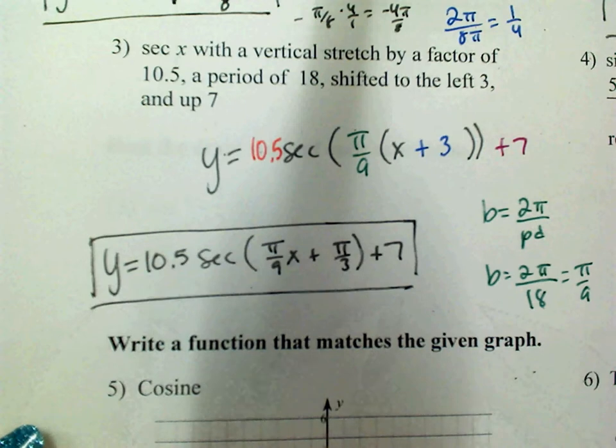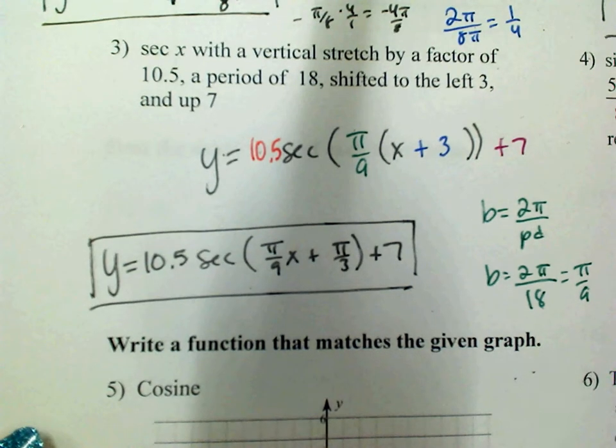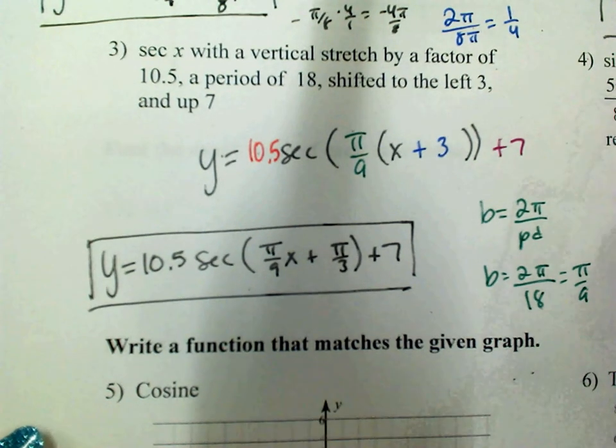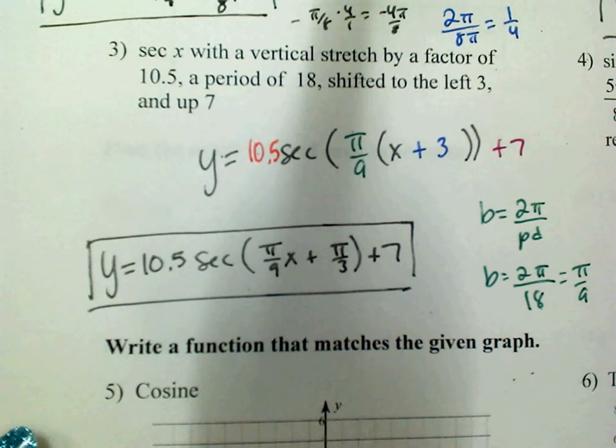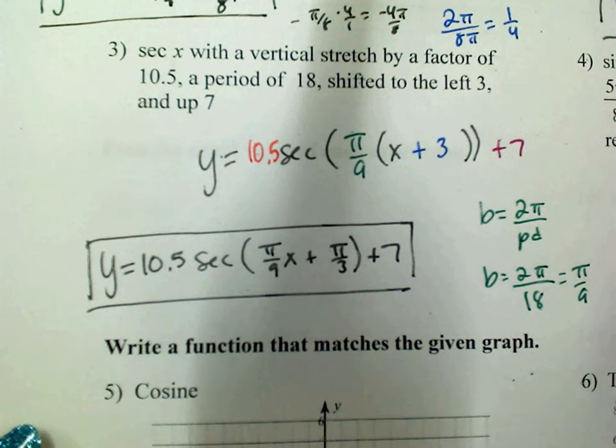That's number 3. For number 4, I need a sine wave with an amplitude of 4, so I'm going to put a 4 out front. Shifted to the left 5 pi over 16, so plus 5 pi over 16. Down 7 halves, so I'm going to put minus 7 halves out front. Reflected over the y-axis means a negative on the interior, so I'm going to go ahead and put that negative.